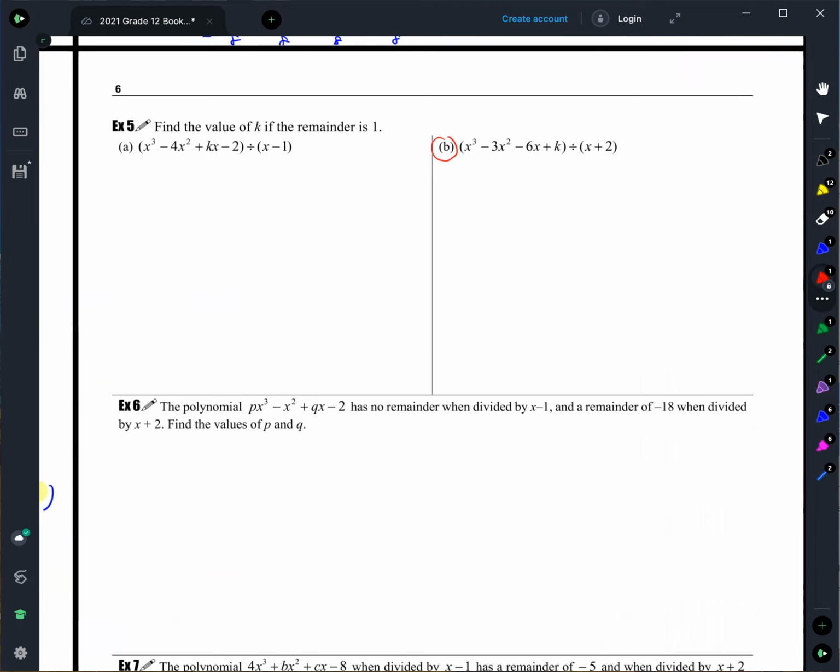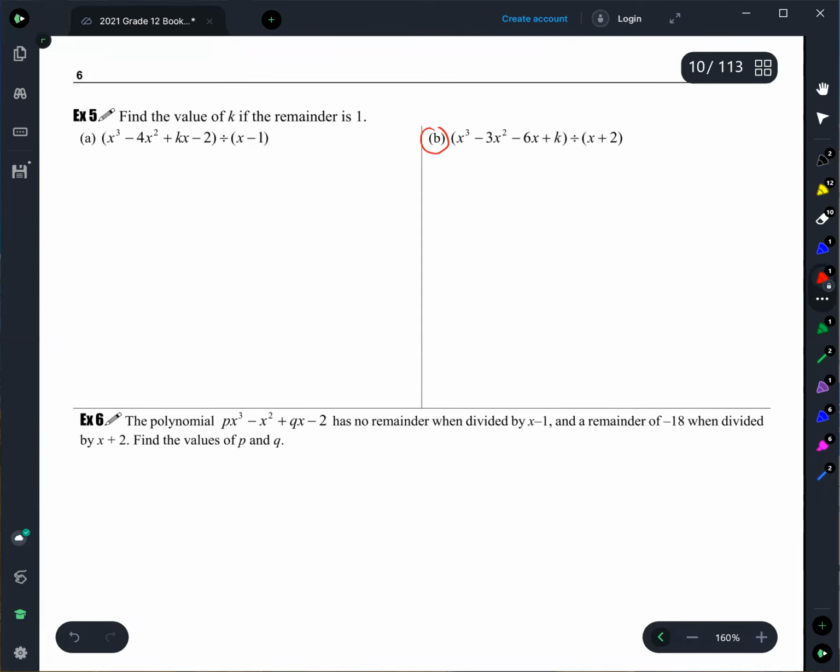All right, so Evan, can you read the question out? Question 5b. Find the value of k if the remainder is 1.